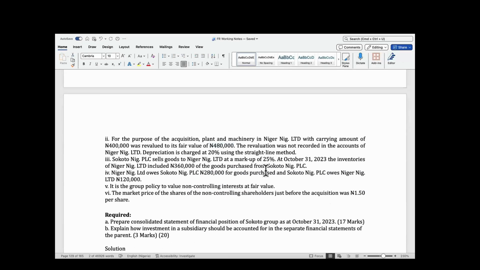Perfectly, Sharafa, nice one. Now, the next one talks about Sokoto Nigerian PLC sells goods to Niger Limited at a markup of 25%. And at the end of the year, October 31st, 2023, the inventories of Niger Limited included 360,000 of the goods purchased from Sokoto Nigeria Limited.